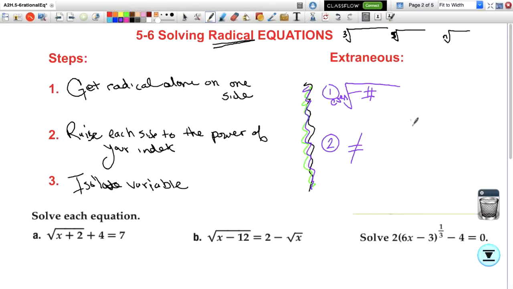So for now, to check for an extraneous solution, okay, just to check for it, you're just going to literally plug in your answer and make it work. And make sure it works. I am so guilty. That says plug it in. That is horrible. Okay. Plug it in.